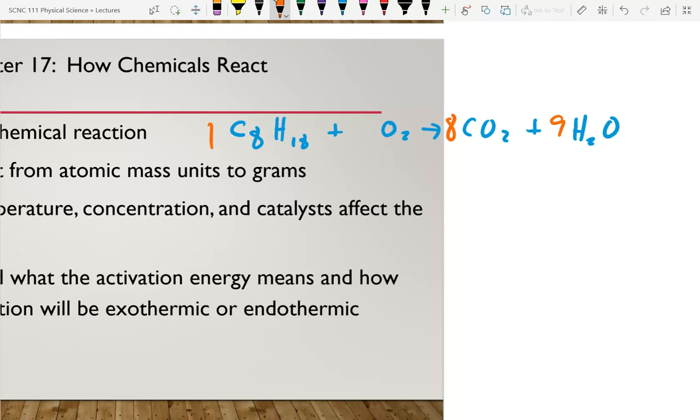And now we finally just go to the oxygens. I have 9 plus 16. 9 and 16 is 25, right? Well, I can't make 25 with an integer number of O2, so what do I have to do? What I'm going to have to do is double everything, so that now I have 50 oxygen atoms, so 25 O2s.